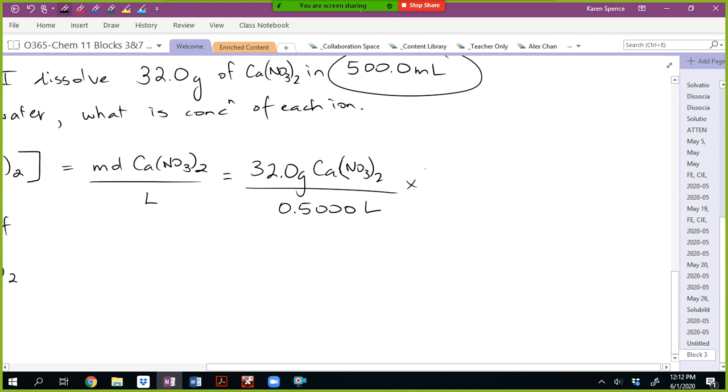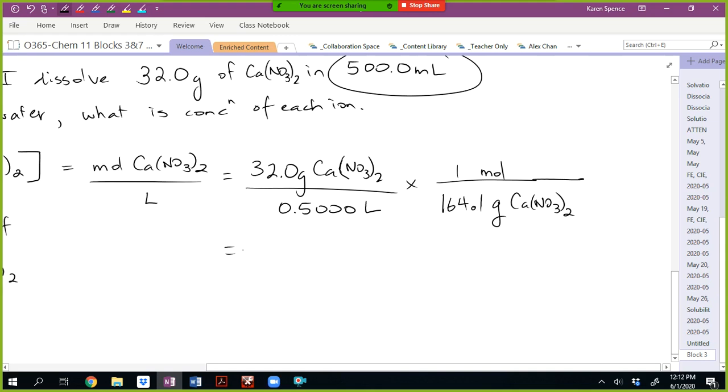Okay. At this point, I think I went to go get a calculator because I needed to calculate the molar mass of calcium nitrate. Calcium has a molar mass of 40.1. Nitrogen has a mass of 14. And so when I add all of those things together, oxygen, and so on, I get 164 grams per mole.